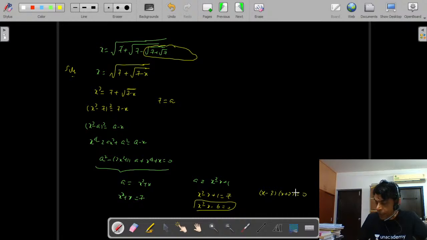And so x cannot be negative. So x has to be 3. x is not negative because it is a square root. So x has to be 3 here.